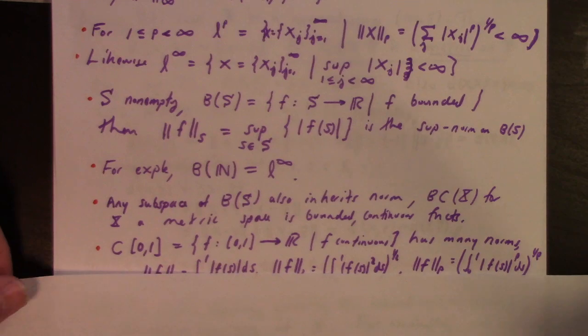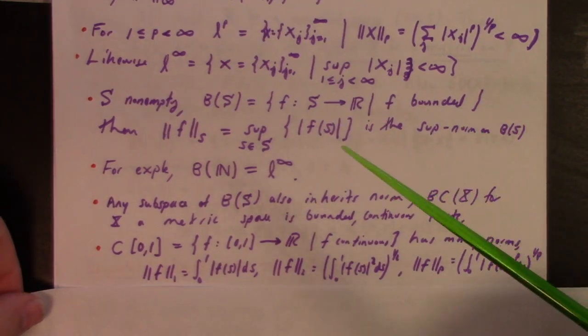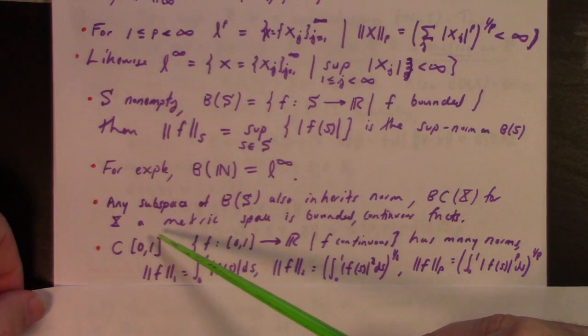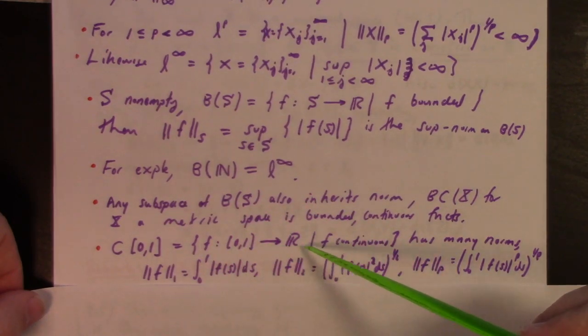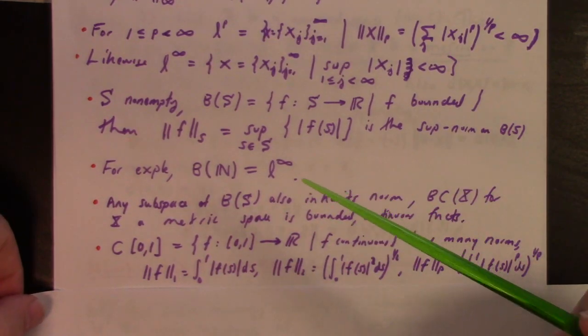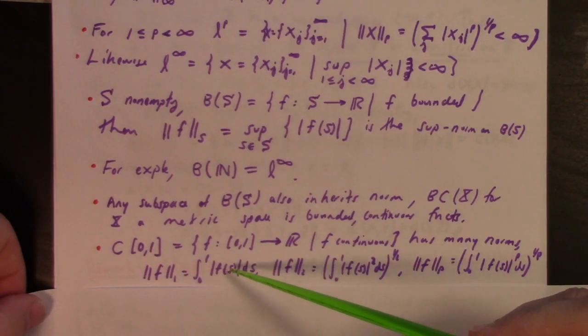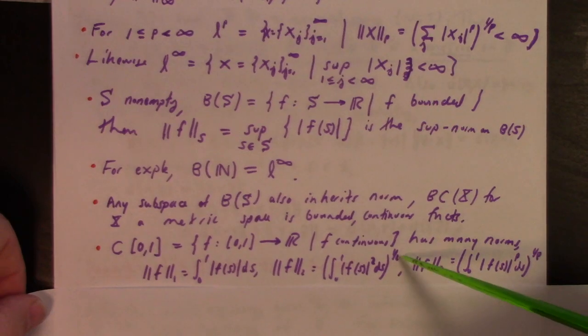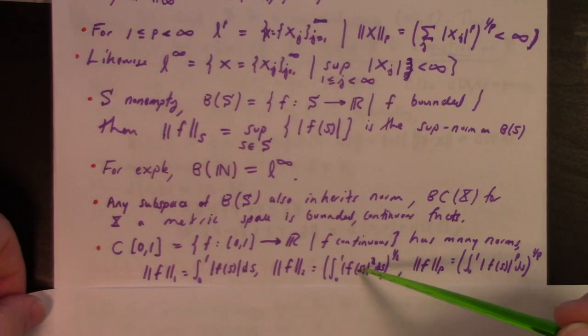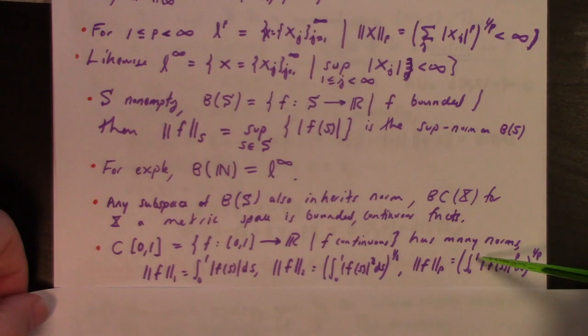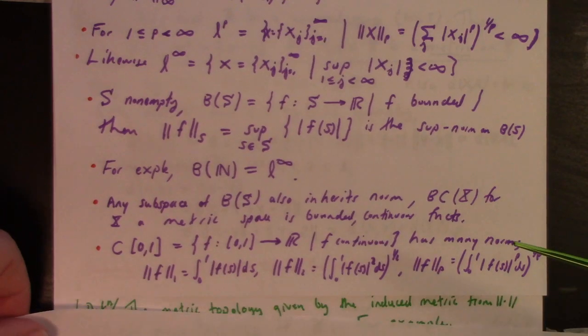Now, last but not least, we could talk about the continuous functions with domain [0,1]. This has many norms. Here are some of the ones we could choose. We could give it the 1 norm: integrate the absolute value from 0 to 1. We could give it the 2 norm: take the square root of integrating the absolute value squared from 0 to 1. You can give it the p norm: integrate the pth power of the absolute value from 0 to 1, and then pass to the 1 over p root. These are obviously continuous extensions of the norms that we mentioned on l^p above.